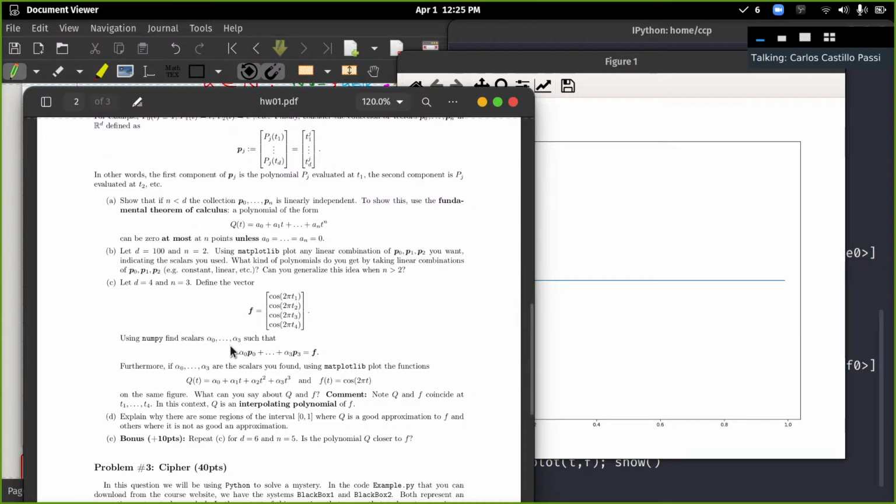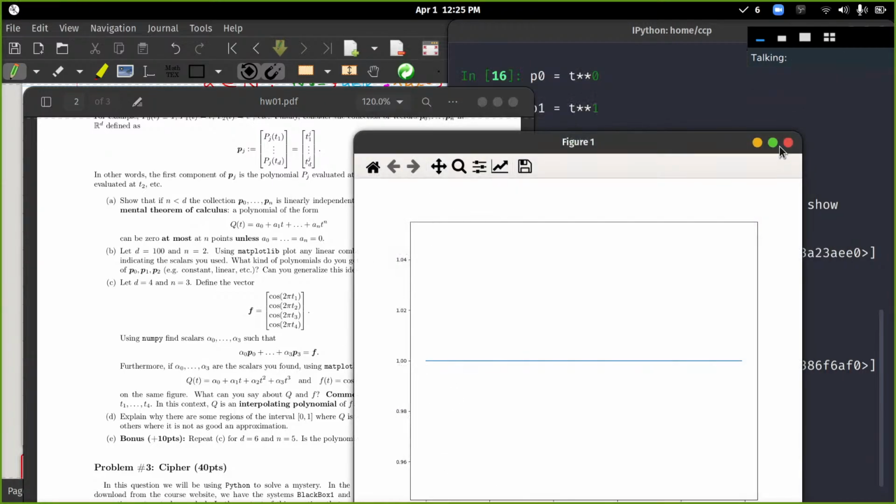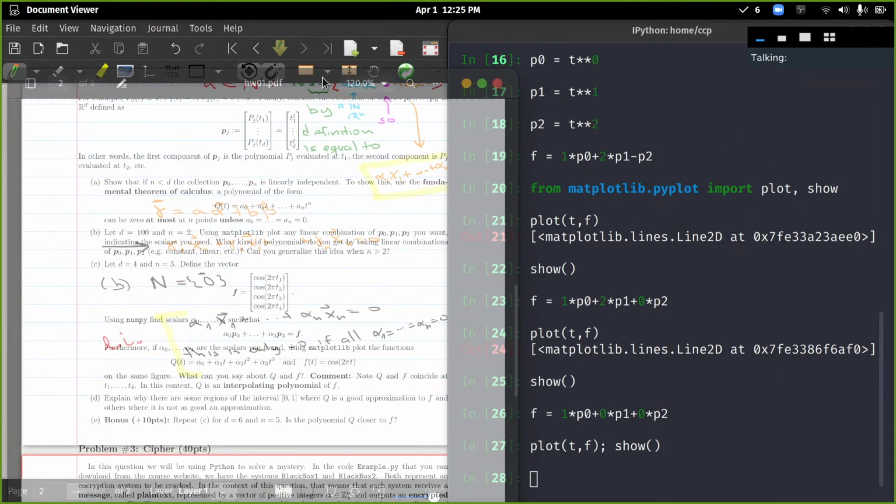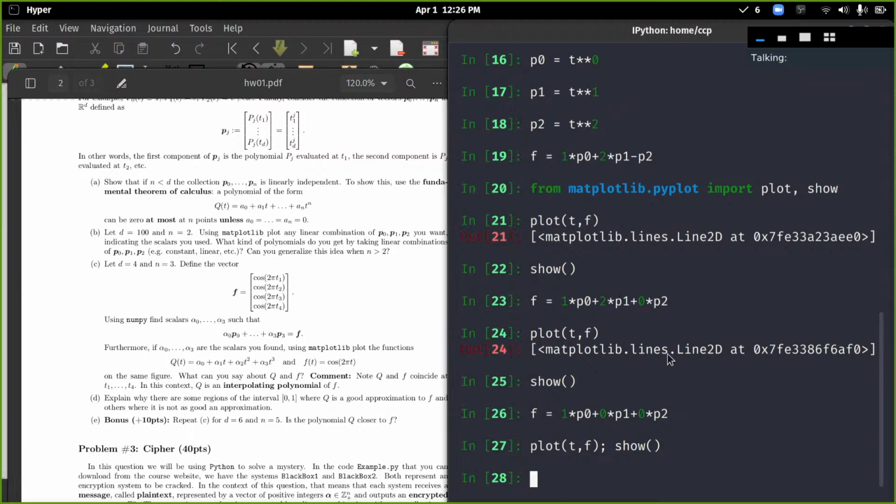Okay. Let d equal 4, n equal 3, define the vector cosine using numpy, and find the scalars such that this is equal to this. Okay. Basically, you need to do the Taylor expansion. Can you explain the plot part?